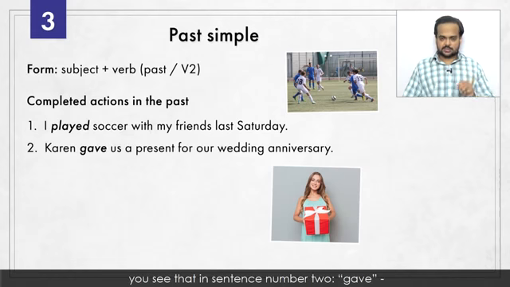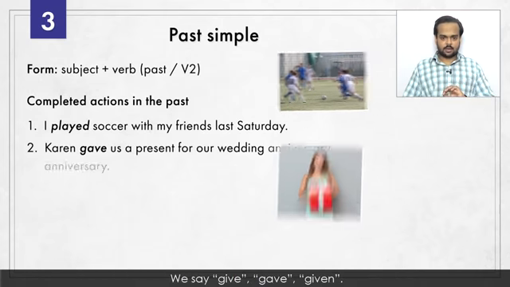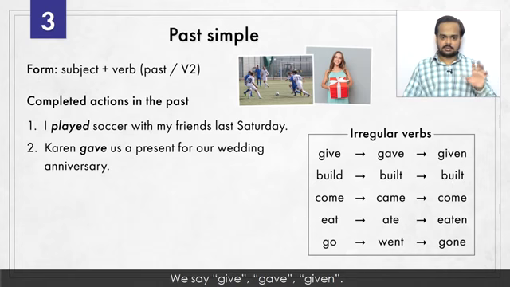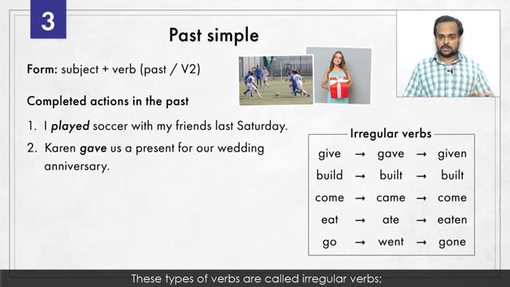You see that in sentence number 2, gave. This is the past tense of the verb give. We say give, gave, given. Given is the past participle or the V3 form. These types of verbs are called irregular verbs.